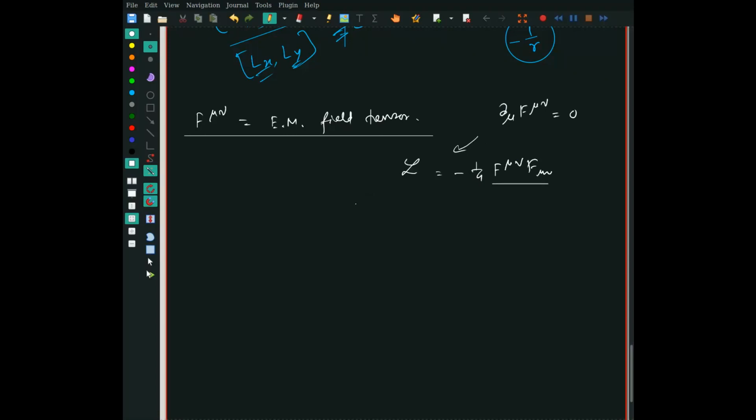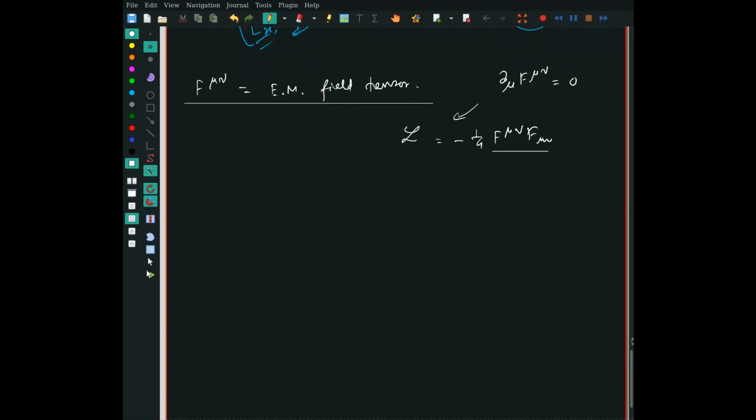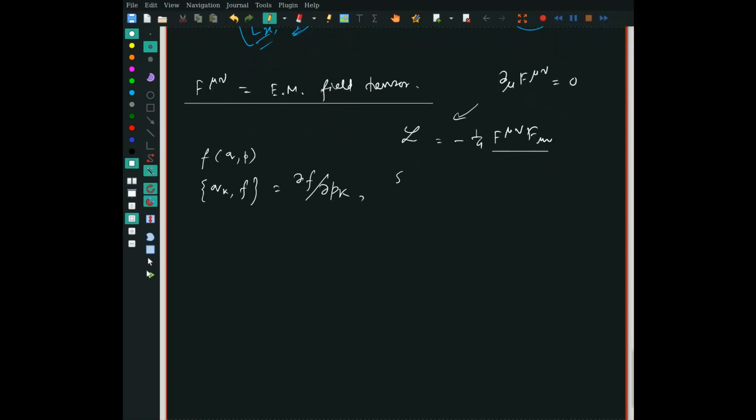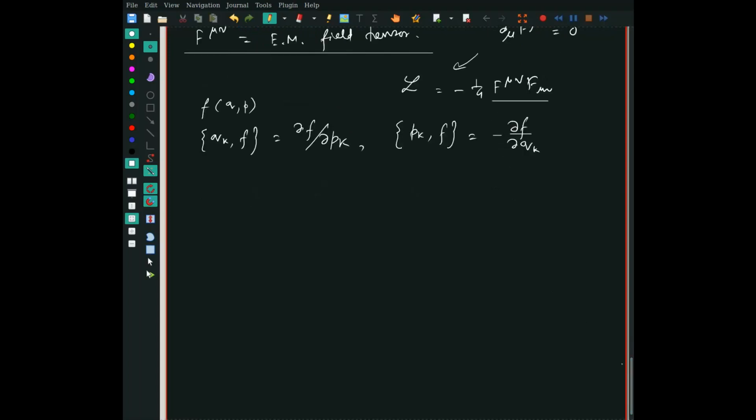Now I want to have a different look at this electromagnetic field tensor, like where does it come from? For that I will need two Poisson bracket relations. If you have a function of q and p, then just like in quantum mechanics, you take the Poisson bracket with the coordinate, and you get del f del pk. And if you take the Poisson bracket with momentum, then you have minus del f del qk. You can check those. This should be very easy.